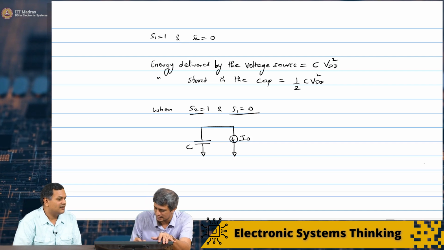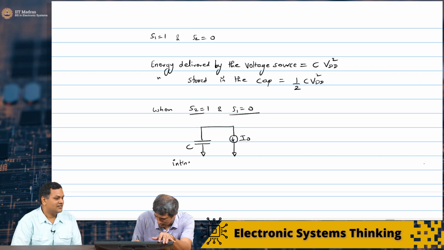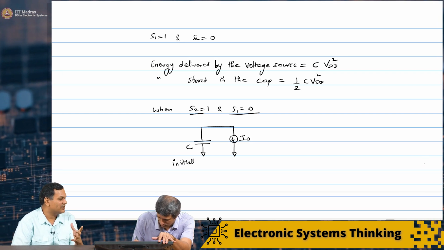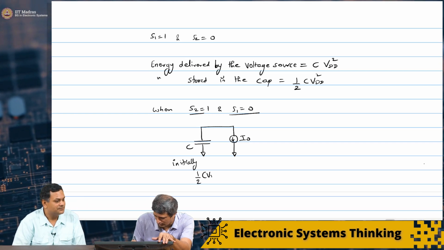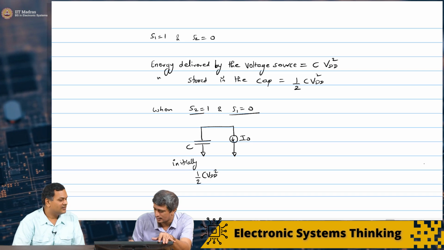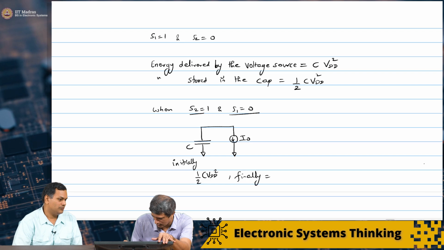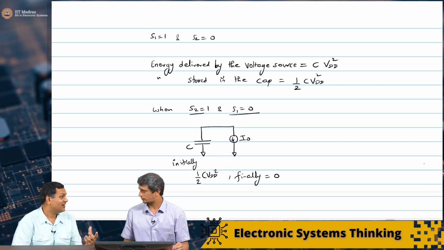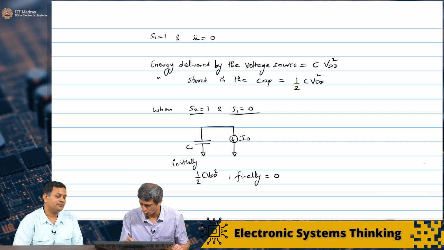Initially, at T equal to 0 minus, the energy stored in the capacitor is half C VDD squared. Finally, the energy is 0. So during this cycle, we just want to find out how much energy has entered the current source.